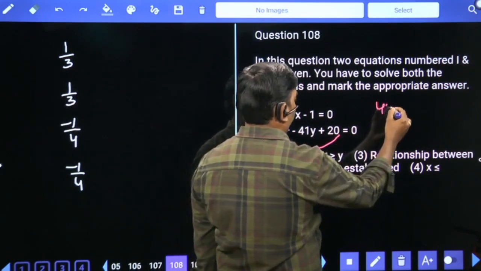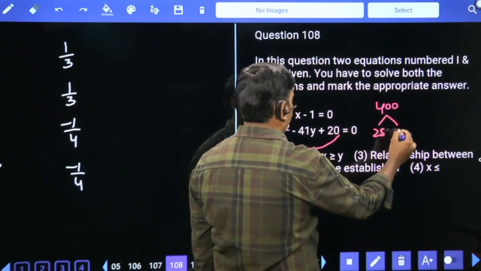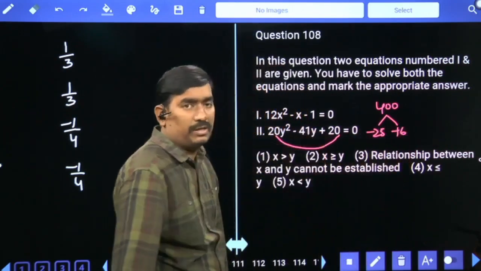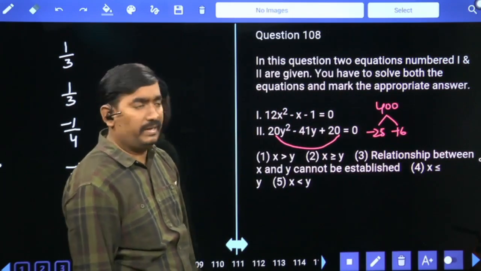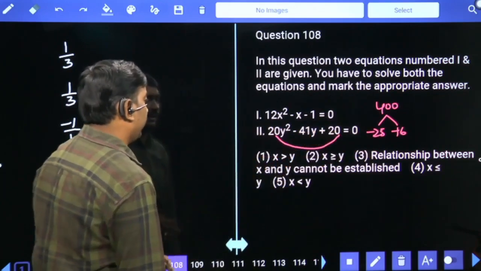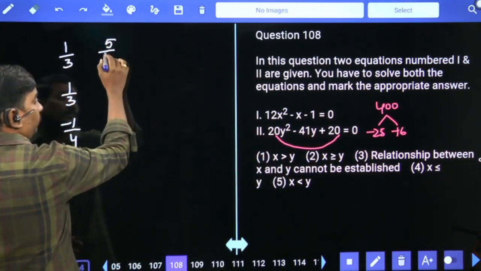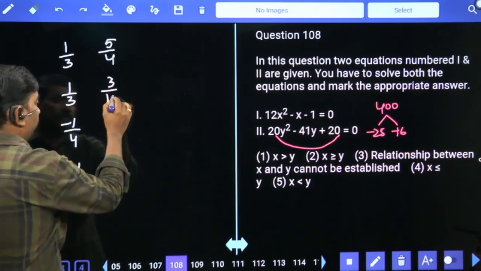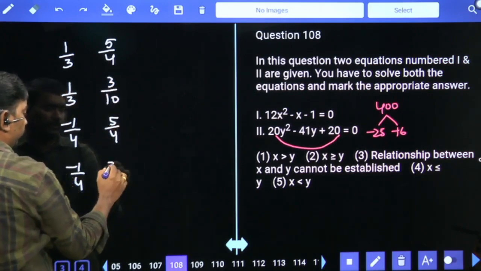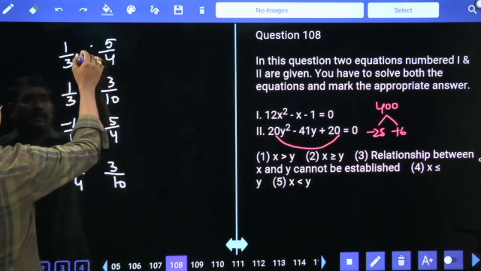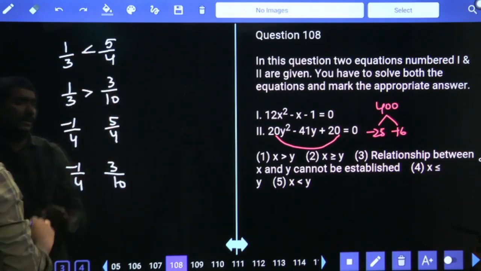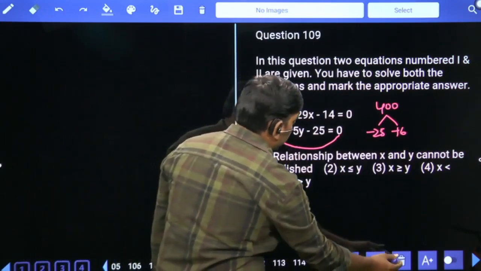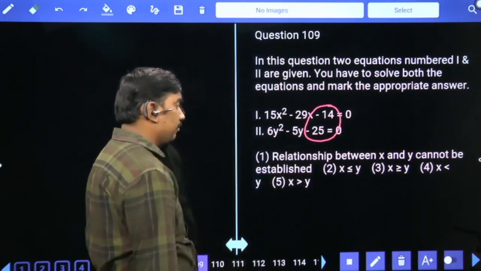20 20s are 400, 25 16 times also 400. Minus 25 minus 16 will give us minus 41. Finally, plus 25 plus 16. 25 by 20 means 5 by 4. 6 by 20, 3 by 10. 5 by 4, 3 by 10. Less than, greater than, no relation is your answer. Product of roots is negative, answer is no relation.